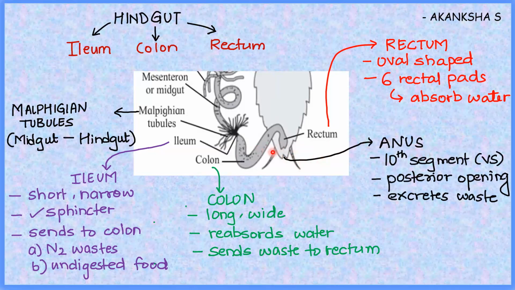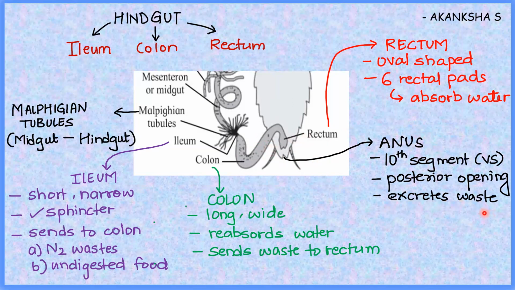This is at the 10th segment. I hope you all remember the abdomen of cockroach has 10 segments and the last, or the 10th segment, has the anus in it. We have learnt it as anal styles, anal cerci. Okay, a similar opening. And it excretes out the waste.